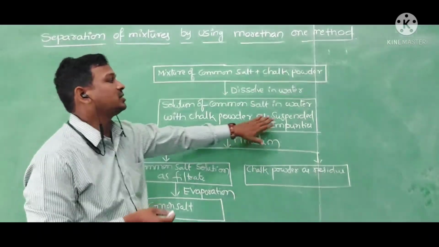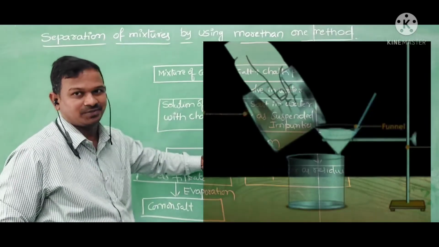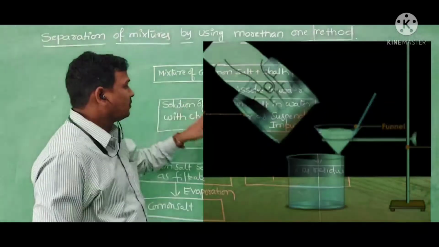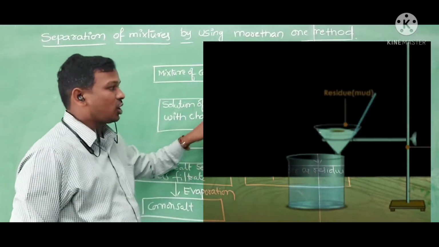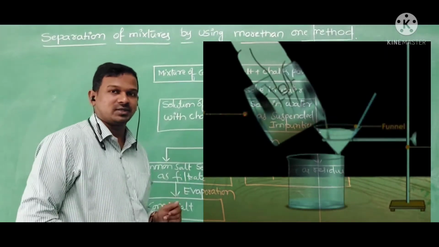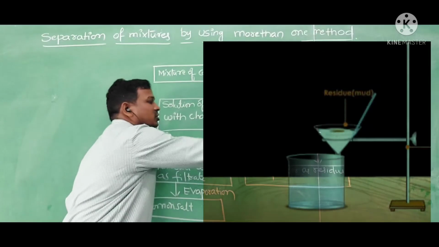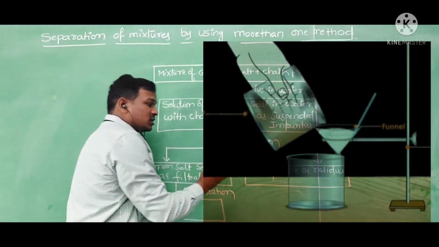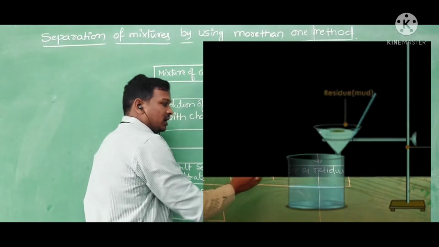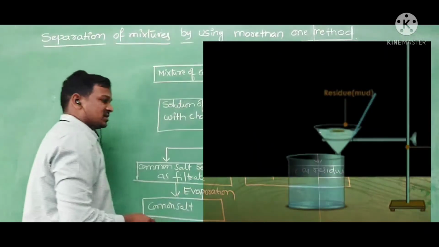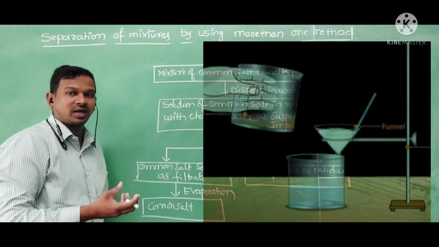Now how can we separate the chalk powder from the solution? As we know, it is with the help of filtration. When we do the filtration of the common salt solution and chalk powder as suspended impurities, with the help of this filtration we are going to separate these two. How? The chalk powder will be left on the filter paper as a residue, whereas the common salt solution will be the filtrate, which we can collect inside a beaker.